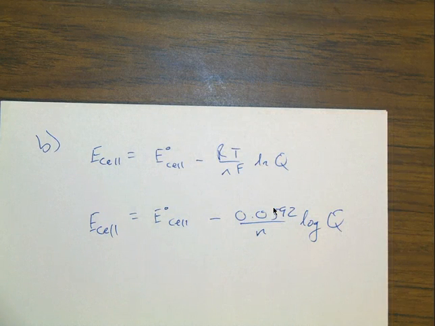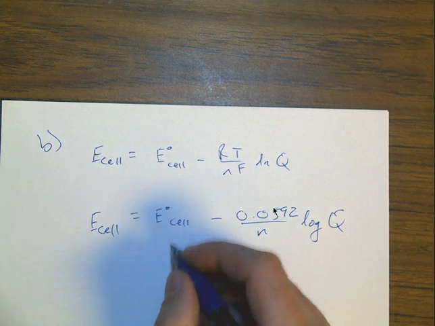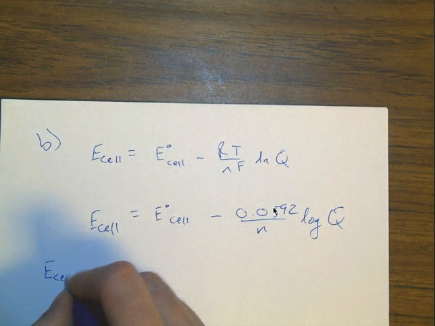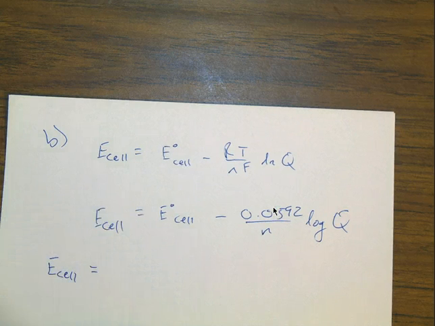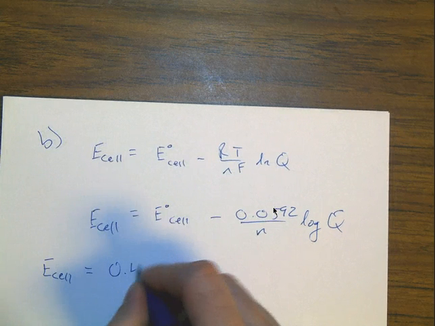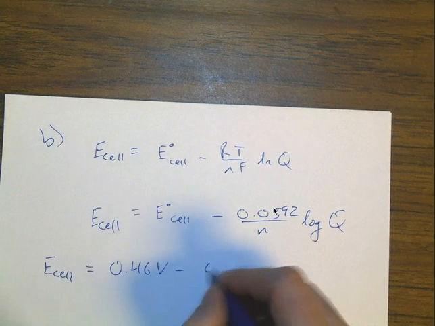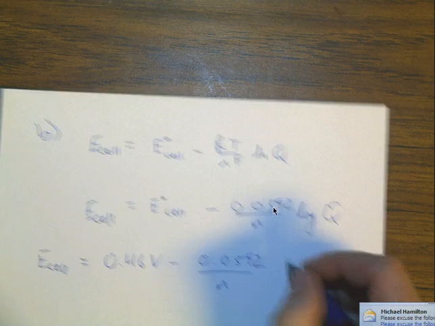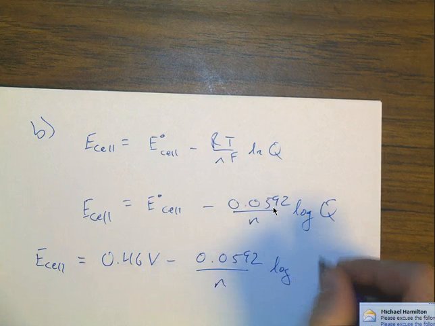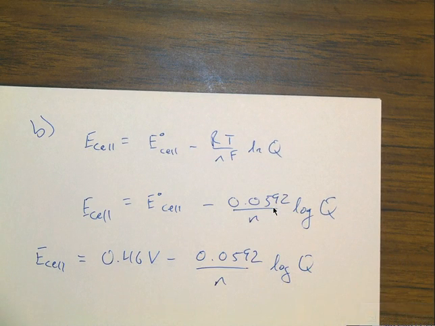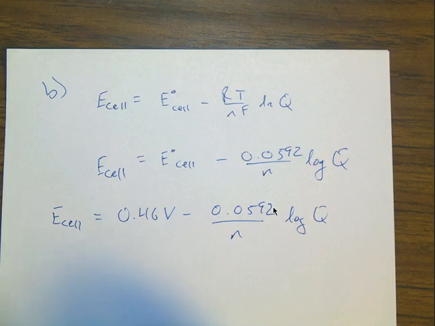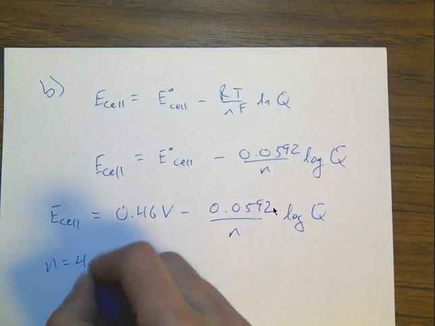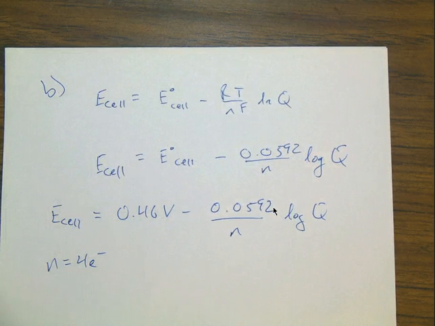So all I need to know to get this correct: we already know our E cell. The EMF under standard conditions is from part A, and it's 0.46 volts. So the only thing I have to solve for is the number of moles of electrons transferred, and I need to solve for Q. Well, n in this problem is going to be 4 electrons. Did you guys see, there's a shortcut for figuring out that n is 4 electrons. That's kind of a tough thing to figure out.